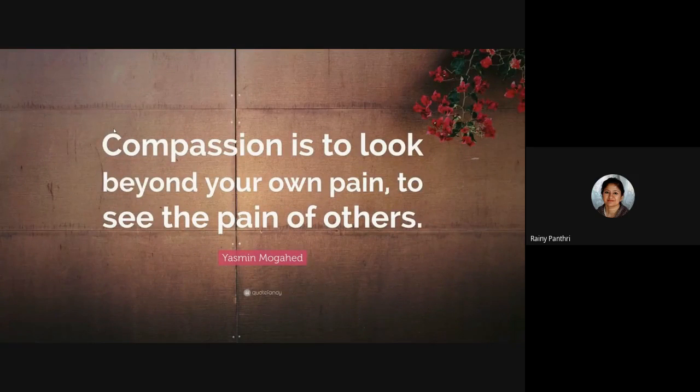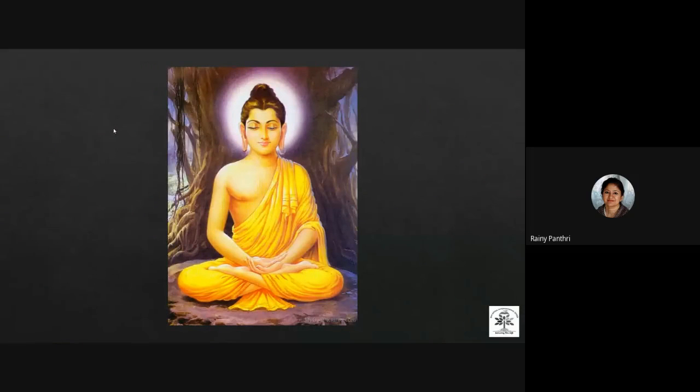Now, I love this quote by Yasmin: compassion is to look beyond your own pain to see the pain of others. Okay, you are in pain. We all are going through some battle or the other. We all are suffering because of some reason or the other, but still we need to look beyond that also sometimes.